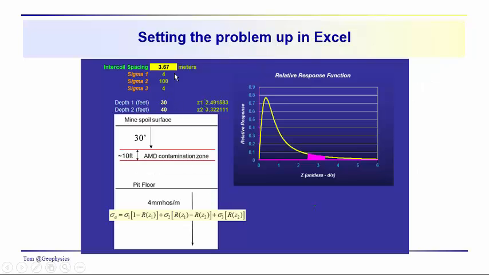And so again, we're going to take a look at this problem in Excel. We're just using the EM31, the 3.67 meter intercoil spacing. We have sigma 1 of 4 millisiemens per meter, sigma 2 of 100, and sigma 3 for the material underlying the contamination zone, again just 4 millisiemens per meter. The contaminated zone is assumed to be 10 feet thick in all cases.